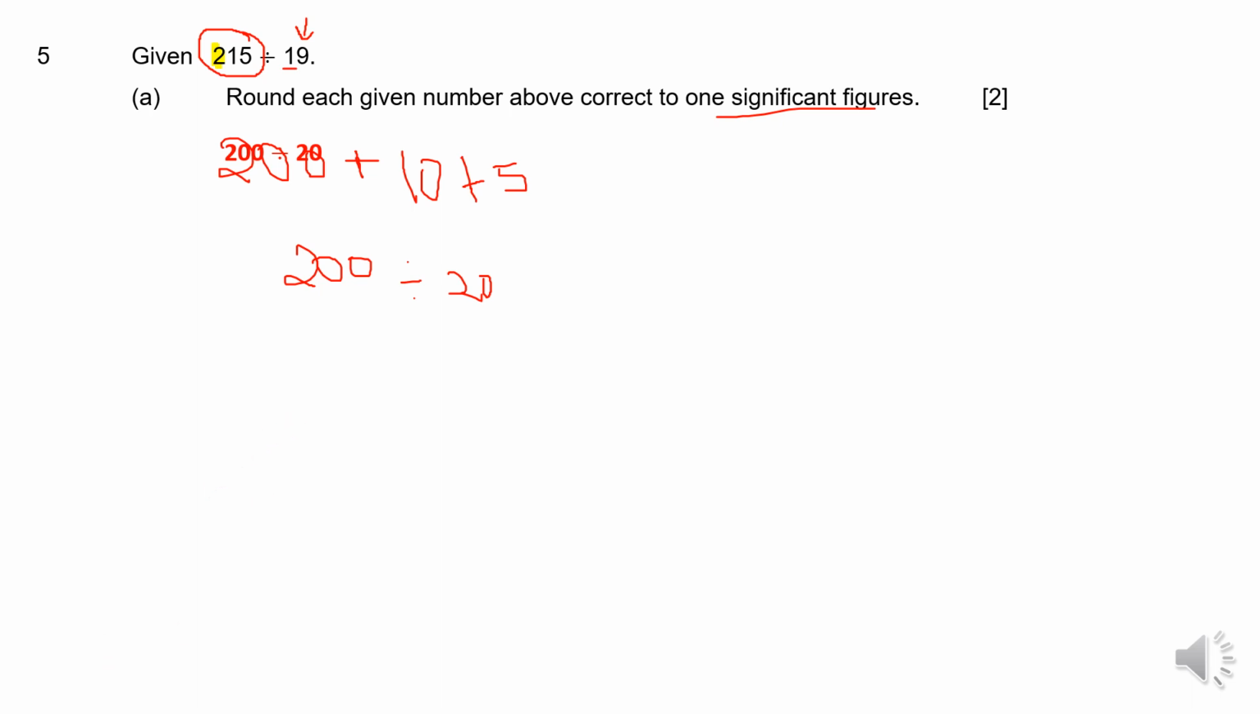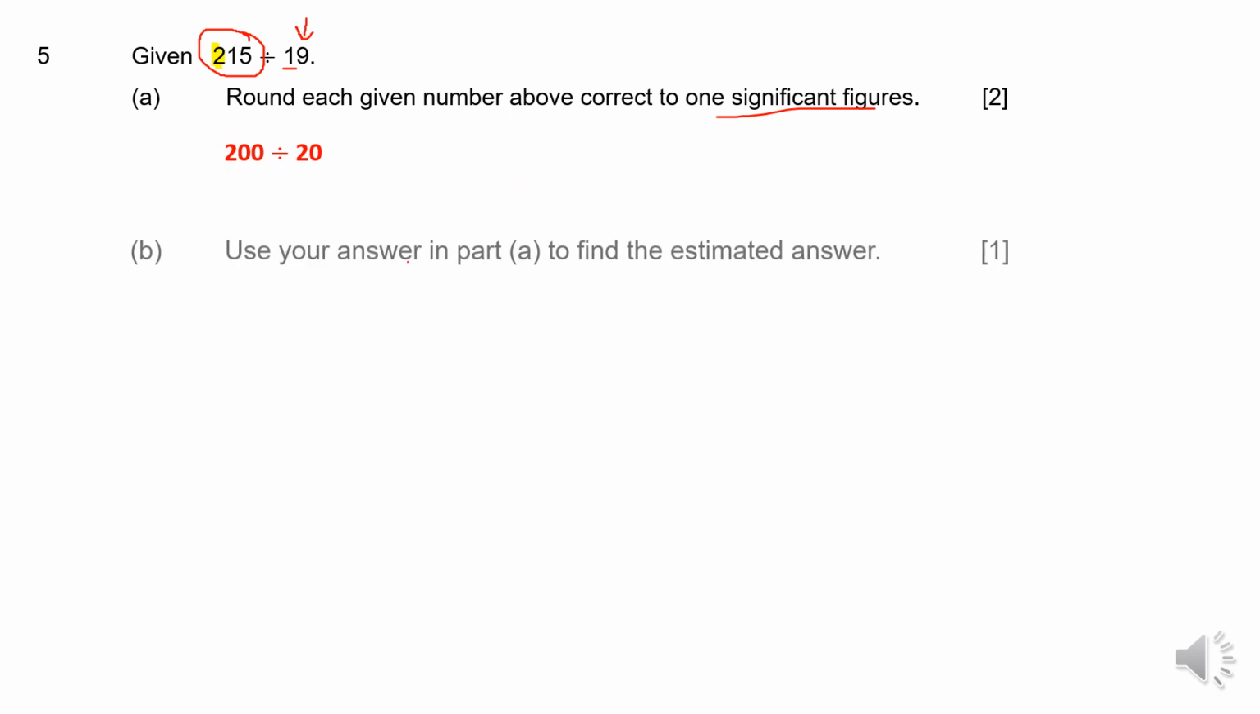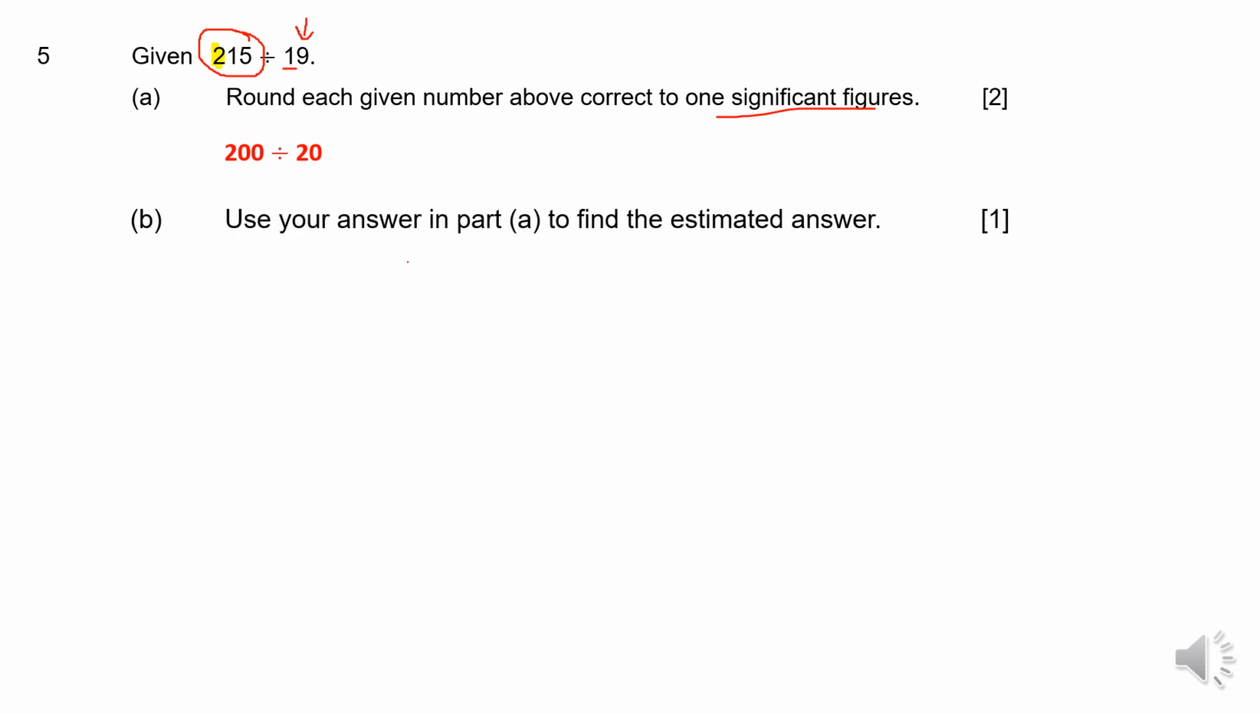So let me just take this away here so that you can see how I did that. It's a very straightforward question. So the answer is just 200 divided by 20. That is what we wanted to see there. So for part B, you're just supposed to now solve this answer here. So it's 200 divided by 20, which is 10.